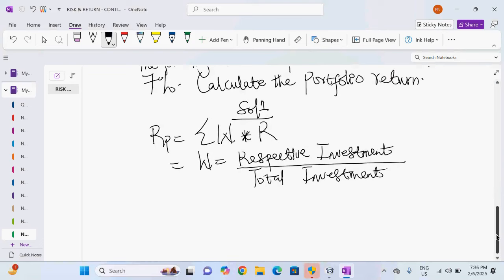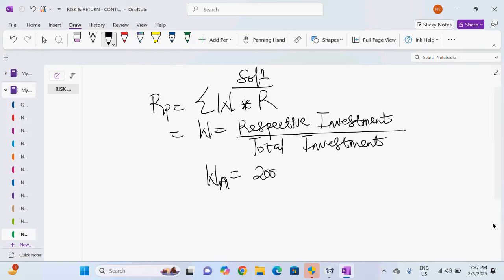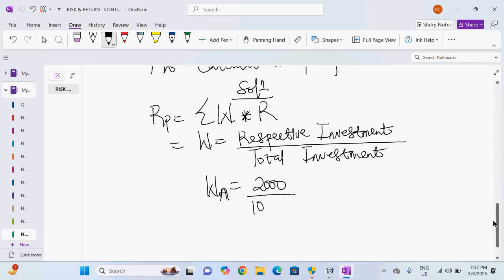So, weight for stock A. The weight for stock A is the respective investment for stock A, 2,000, over the total investment. What would be the total investment? 2,000 plus 3,000 plus 5,000, that is 10,000. So what is our weight? 0.2.